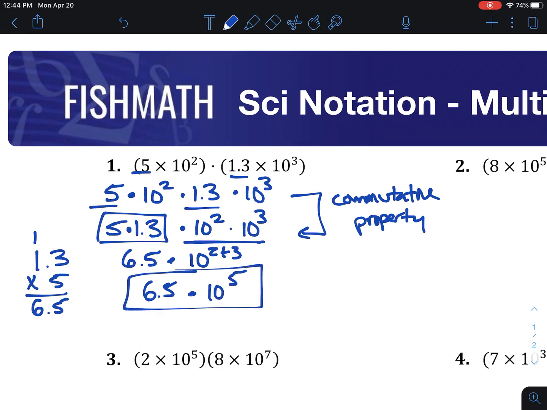And that's our answer. It is actually scientific notation because 6.5 is between 1 and 10. So we are in scientific notation because you have a number between 1 and 10 times a power of 10. Remember, it can be 1, but it can't be 10. When I say between 1 and 10, it can be 1, but it can't be 10.